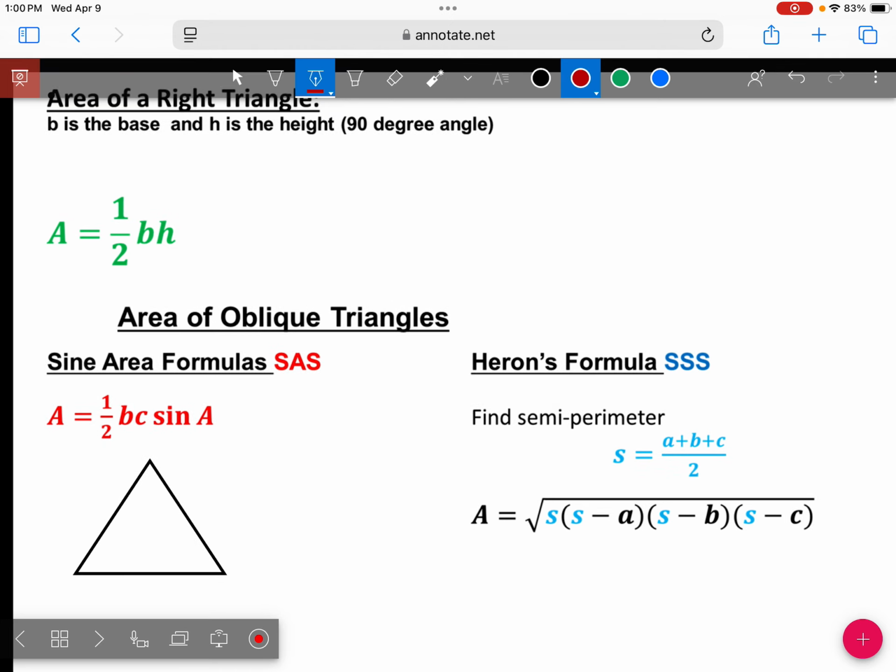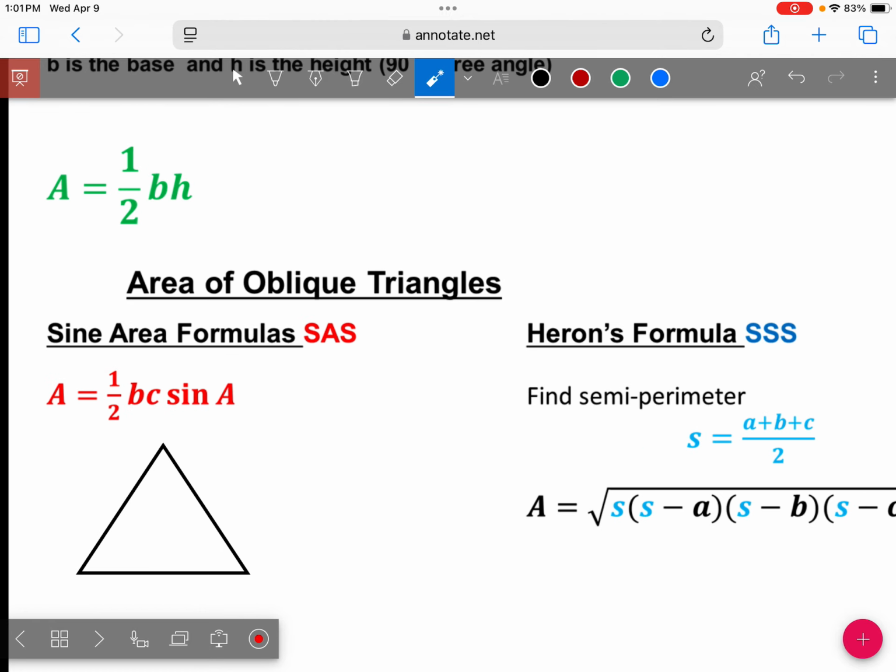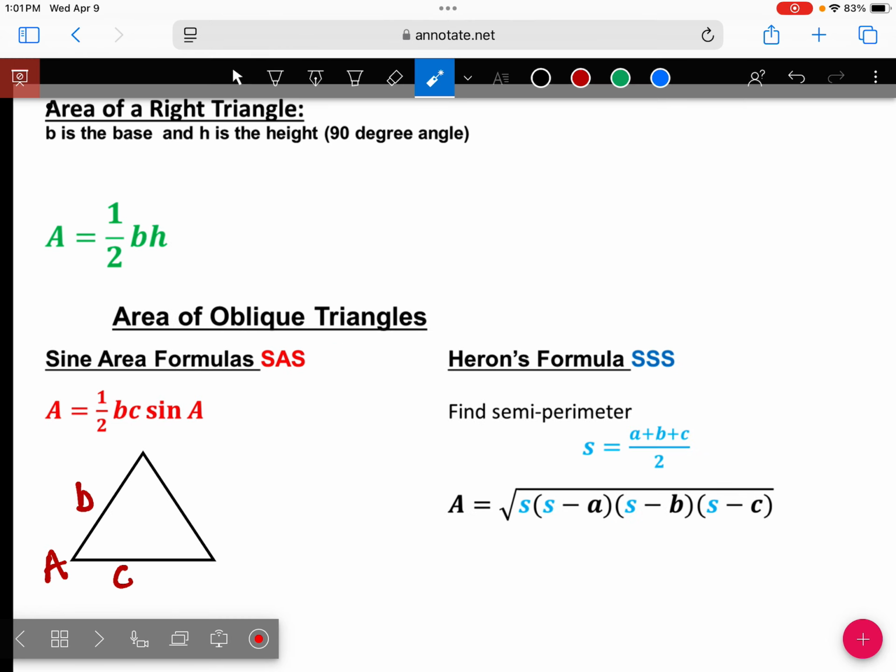We have 3 formulas. If it's a right triangle, we do area equals 1/2 base times height. If it's side angle side, so if I know big A, and then I know little b and little c, that's when I can use the side angle side formula, and that would be 1/2 bc sine of A. And the last one is Heron's. That's what you use when you know all the sides and you don't know any angles. So again, I'll give you a few minutes to copy that down, and we'll come back together and finish it out.